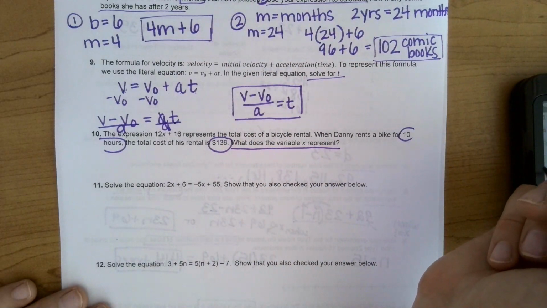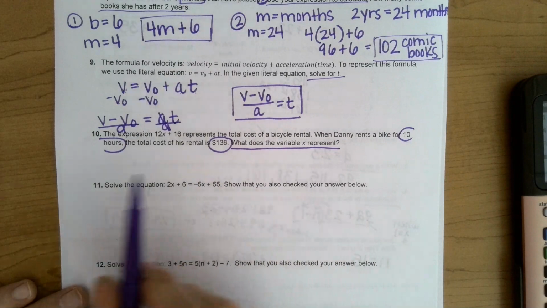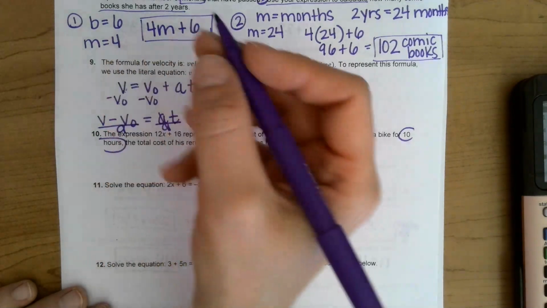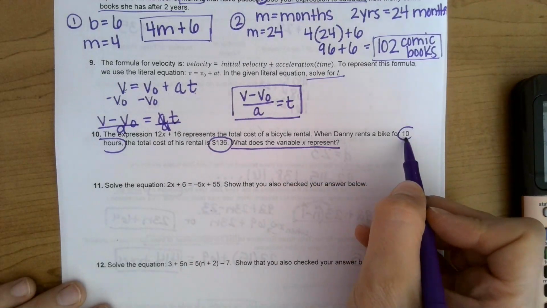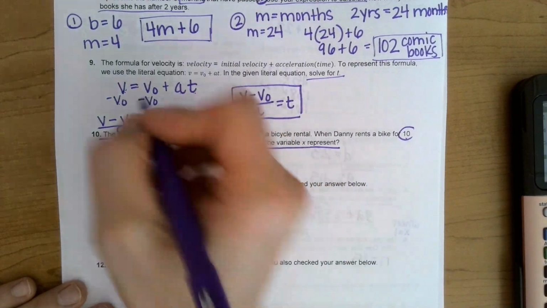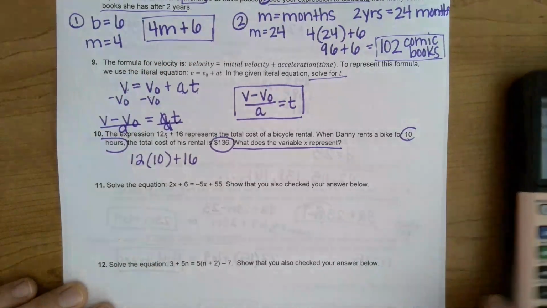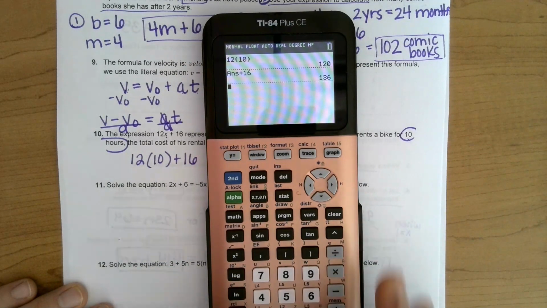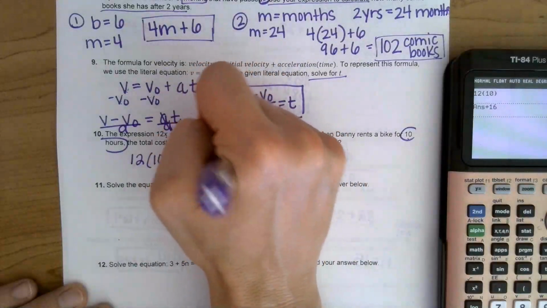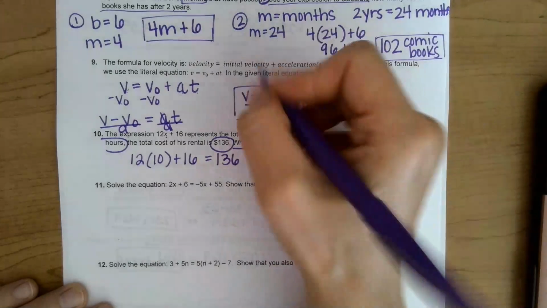All right, so I would like to plug numbers in and just test it out. So we know the total cost is $136, so we know that it's going to equal $136. So if it's 10 hours, that's probably what we're going to substitute for x, and let's just test it out. 12 times 10 plus 16, and let's see if it's 136. 12 times 10 is 120, plus 16 is 136. So that tells us that x represents the number of hours it's rented.